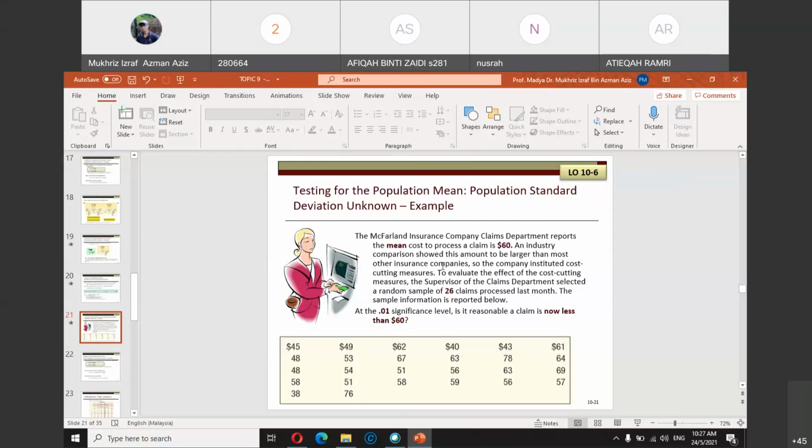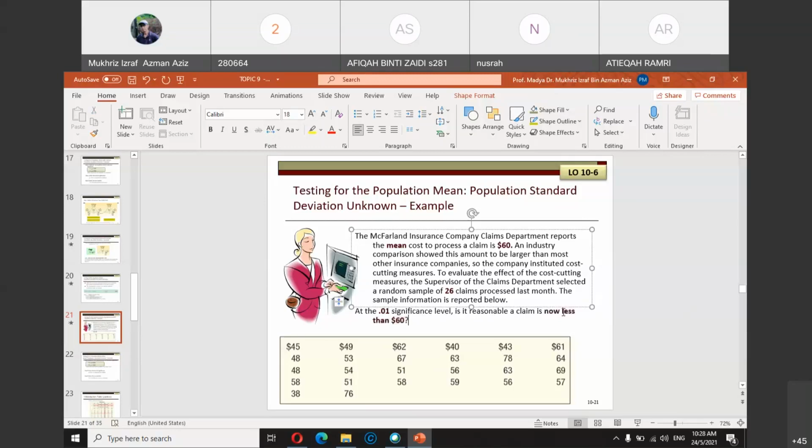You are given one scenario. The mean cost of processing a claim is reported to be $60. Then they do a survey from a sample of 26. The information is given below, and this is what you want to test at the 1% level of significance, or at 0.01. Is it reasonable? The claim now is less than 60.